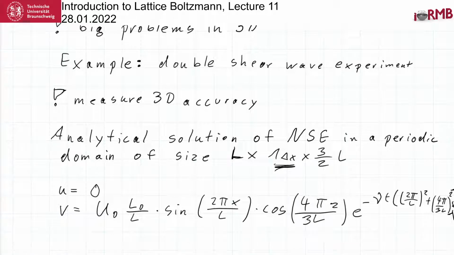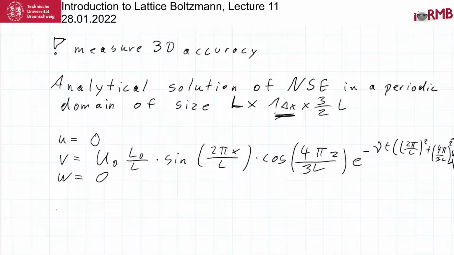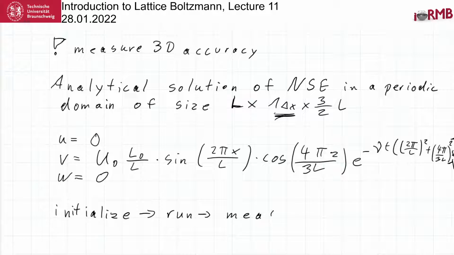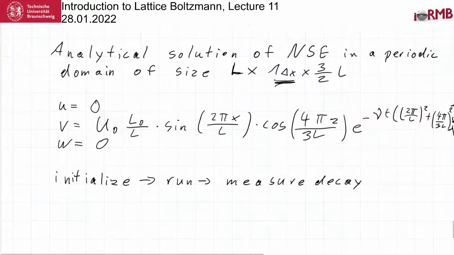So you specify this at time step 0. Then the exponential function will disappear. So this is your initial condition, and we have a velocity in z direction which is also 0. So now what you do is you initialize. Then you run the simulation, then you measure the decay. So from the decay, how much the wave decayed, you can determine what viscosity you actually have.